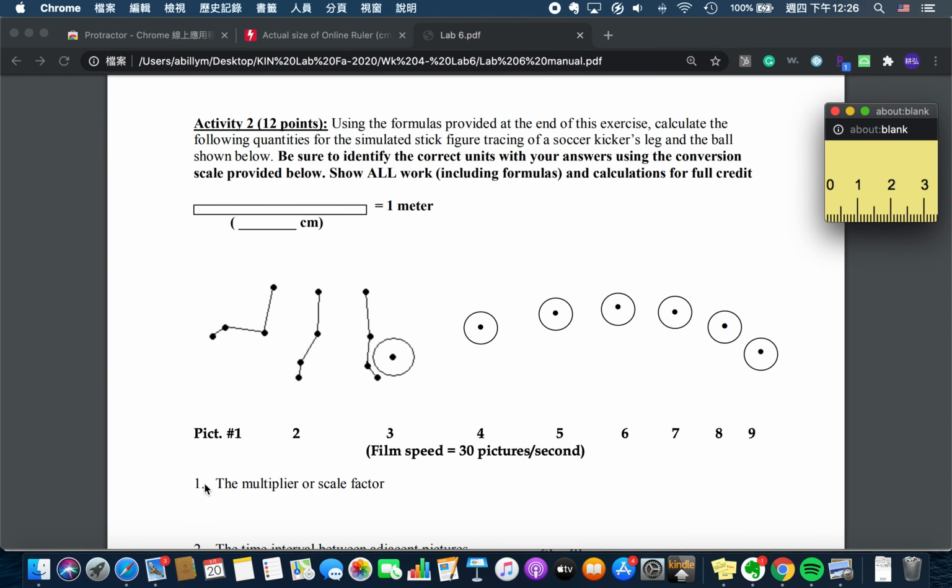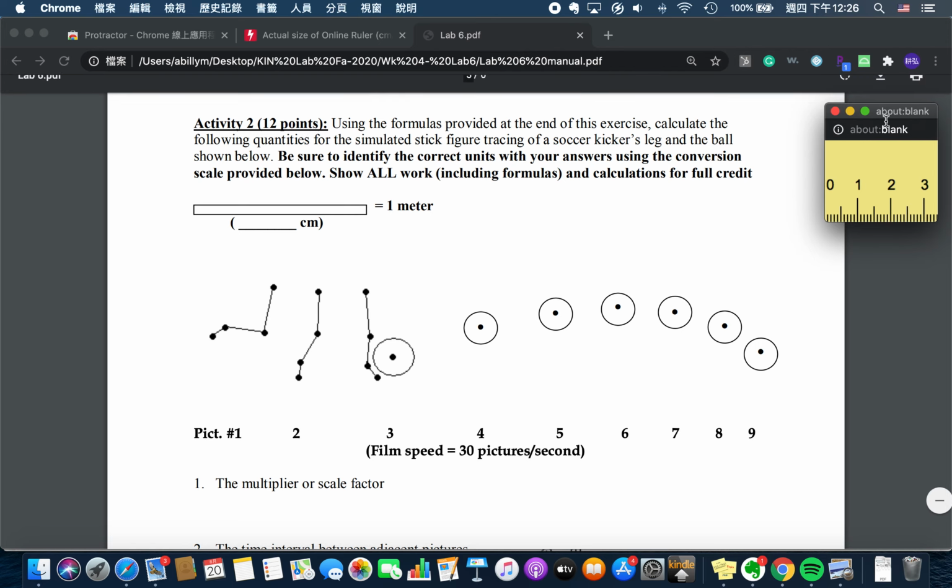The first question is asking the multiplier or scale factor. What does that mean? Because we want to analyze a real life activity, right? But with the stick figure, we don't know how long it is in real life. So we need a reference. This line is a reference, like this long equals 1 meter in real life.